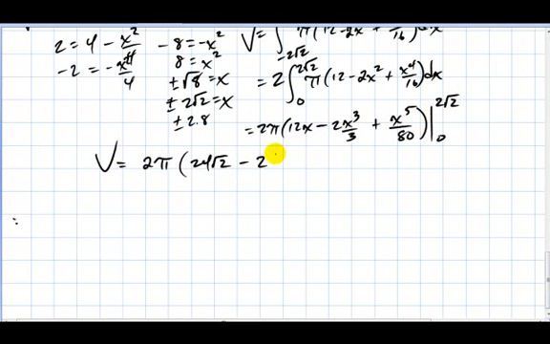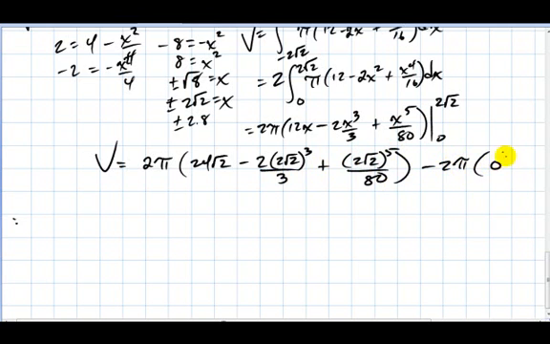So I'm going to step this out here. 2 root 2 to the third power divided by 3 plus 2 root 2 to the fifth power divided by 80, and then minus 2 pi times everything at 0, which is 0. So that's going to cancel out. So what is the total volume here? So 2 pi times 24 root 2.